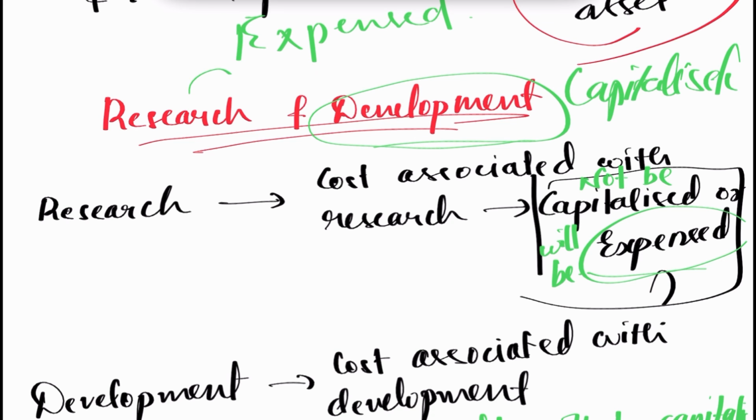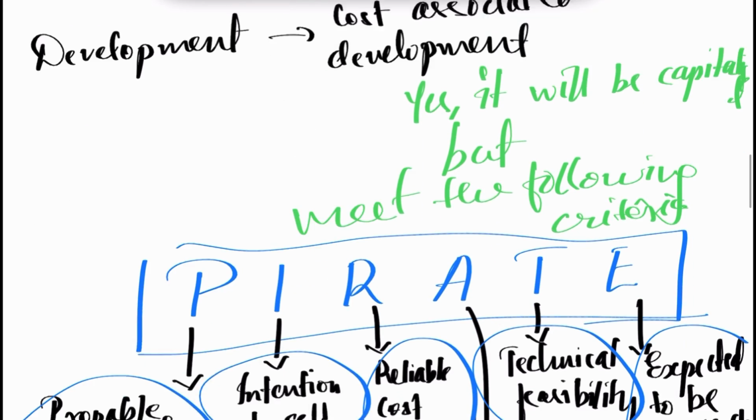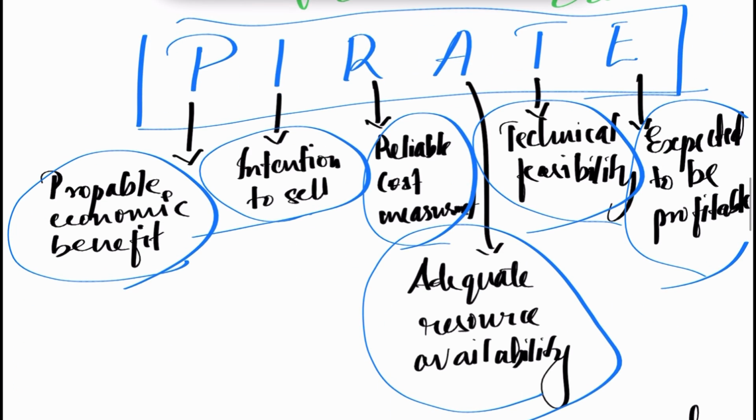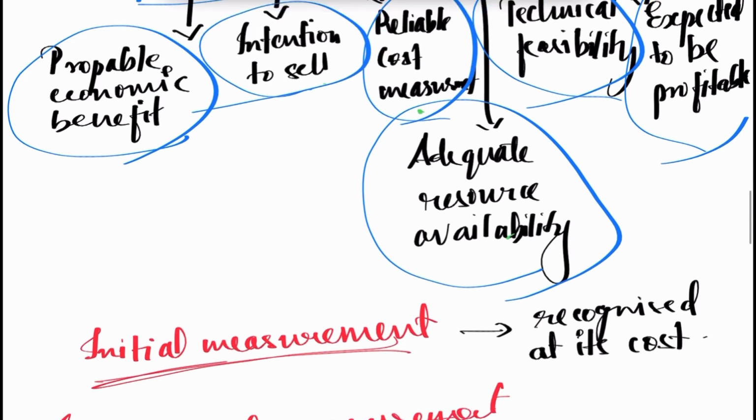Which criteria? PIRATE criteria. Under PIRATE criteria, what is P? P is probable economic benefit, I is the intention to sell, R is reliable cost measurement, A is adequate resource availability, T is technical feasibility, E is expected to be profitable. If these criteria are met, then only it can be capitalized.